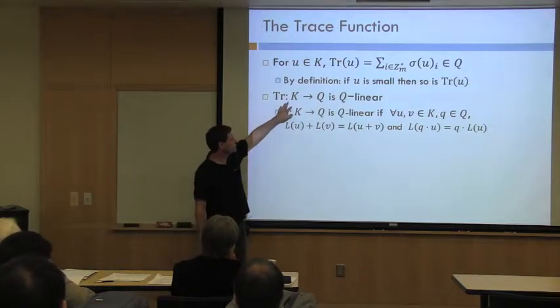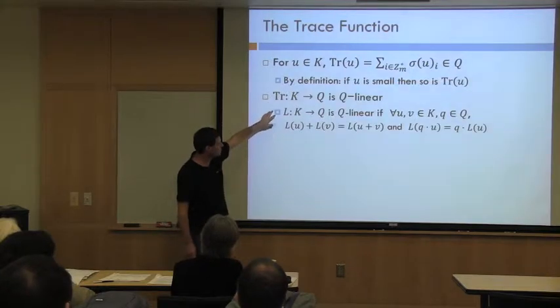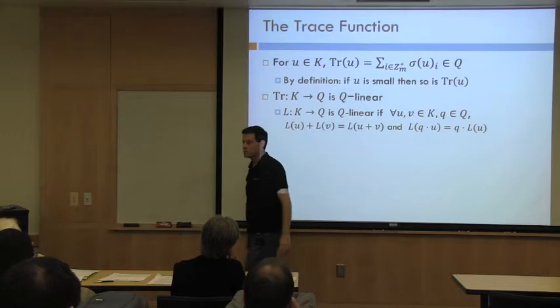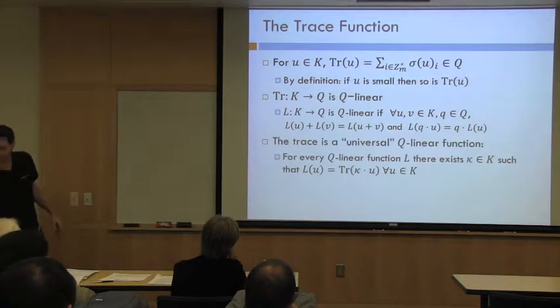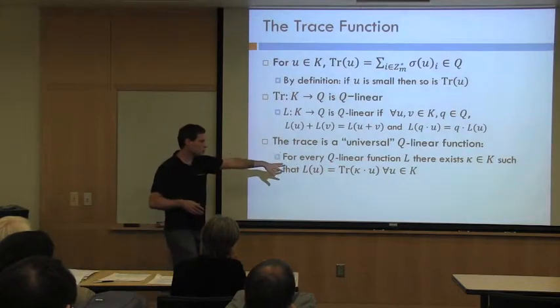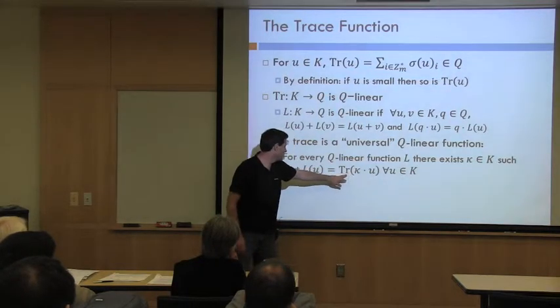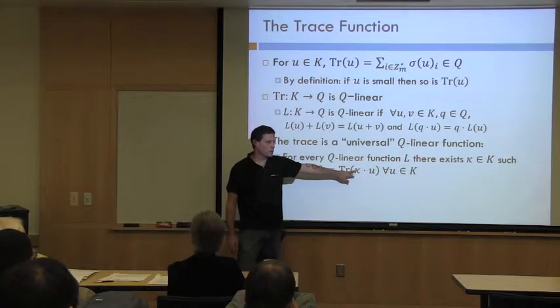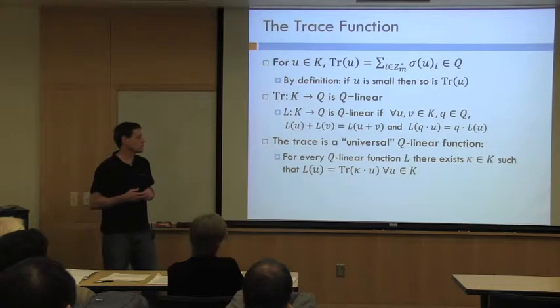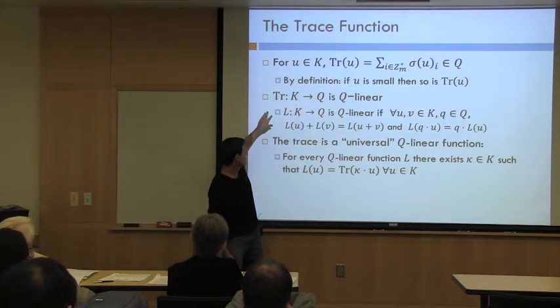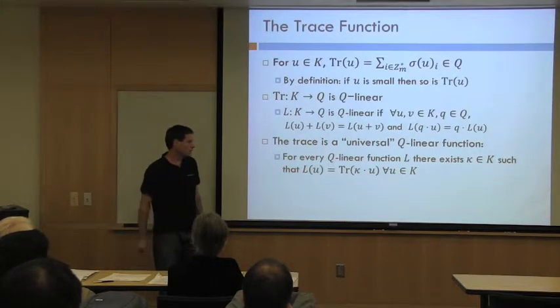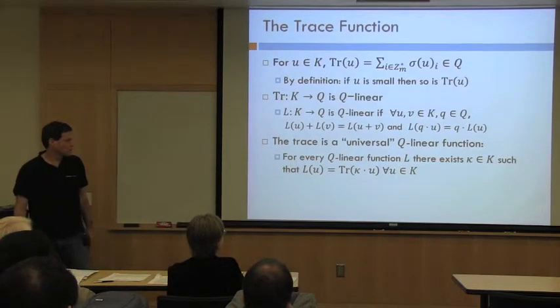Another property of this trace function is that it's Q-linear. Just to get the definition out of the way, a function is Q-linear if it's closed under addition and under multiplication with elements of Q. And not only is it Q-linear, in some sense it's the Q-linear function. Any Q-linear function you can express as applying the trace after multiplying by some constant from the big ring. For every Q-linear function L from the big field to Q, there exists some kappa in the number field such that you can get L by just multiplying by kappa and then taking the trace.